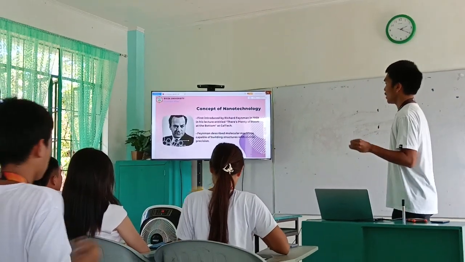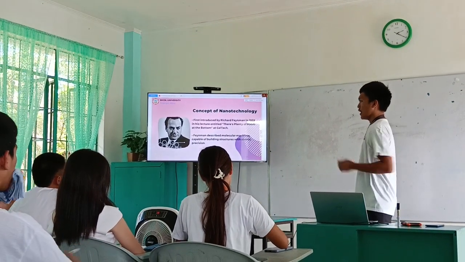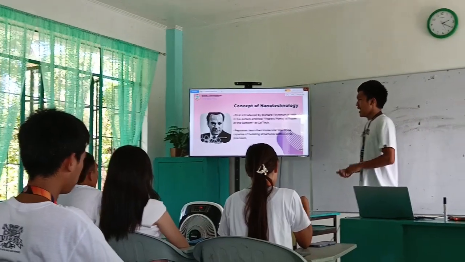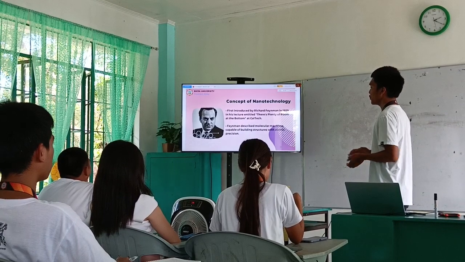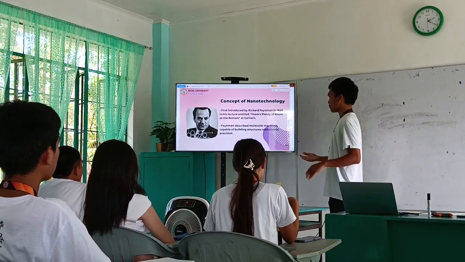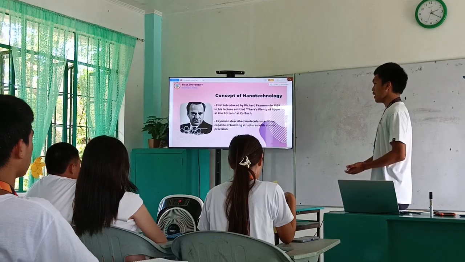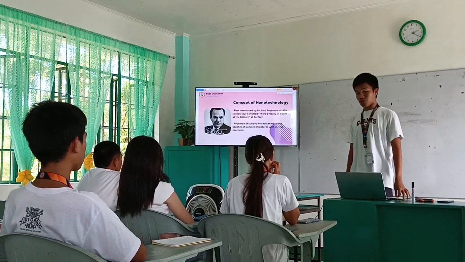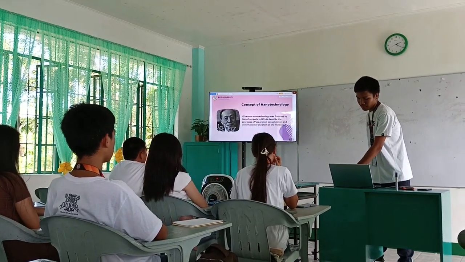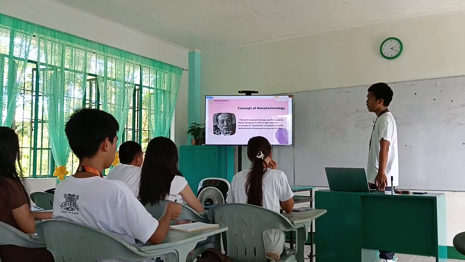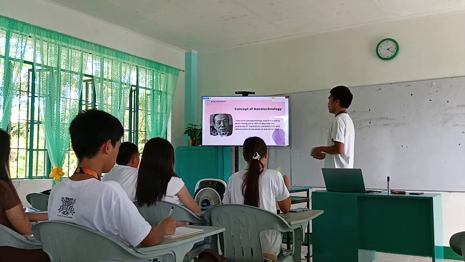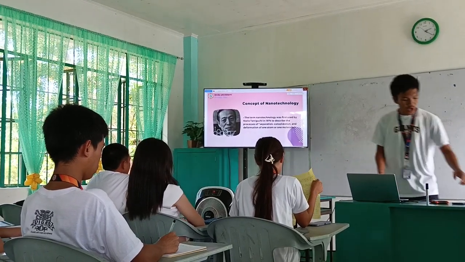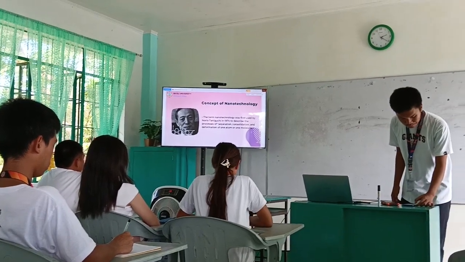And what is the concept of nanotechnology? Where does nanotechnology come from? It was first introduced by Richard Feynman in 1959 in his lecture entitled "There's Plenty of Room at the Bottom" at Caltech. Feynman described it as molecular machines capable of building structures with atomic precision. The term was first used by Norio Taniguchi in 1974 to describe the processes of separation, consolidation, and deformation of one atom or one molecule.